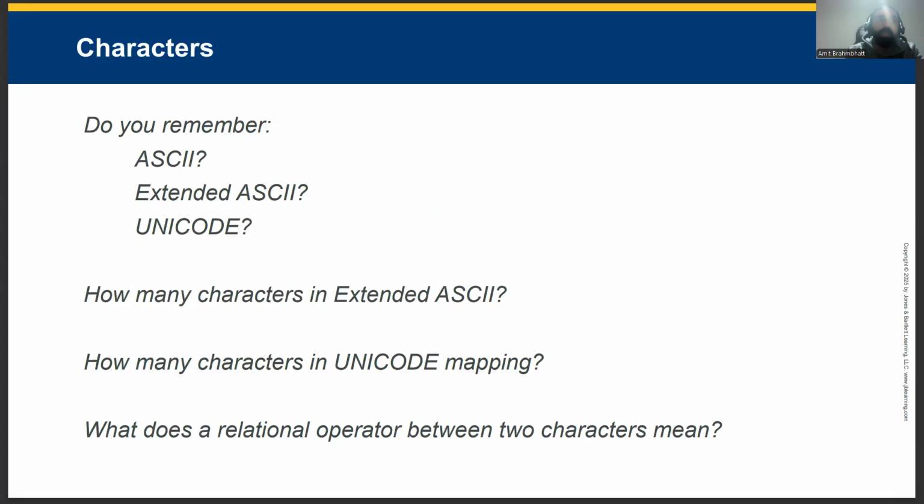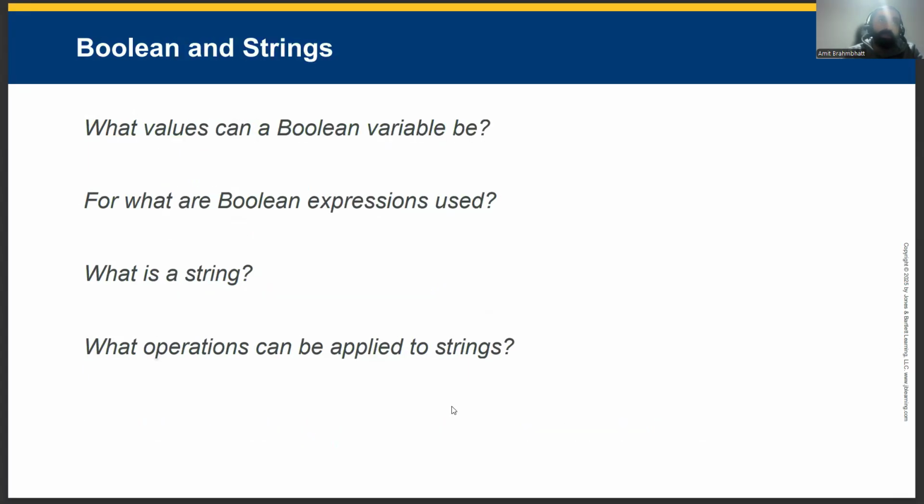Characters. Here we review ASCII, extended ASCII, and Unicode. The slide asks you how many characters each supports and discusses relational comparison between characters based on numeric encoding values. Booleans and strings. Here we revisit Booleans, true or false, and strings, sequences of characters. The slide asks about Boolean uses and string operations like concatenation, comparison, and length determination.